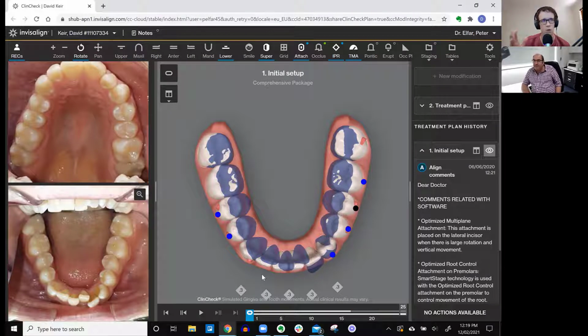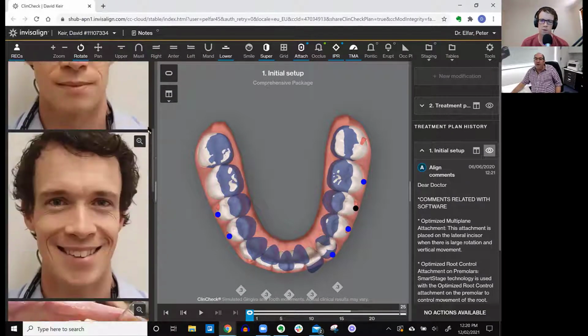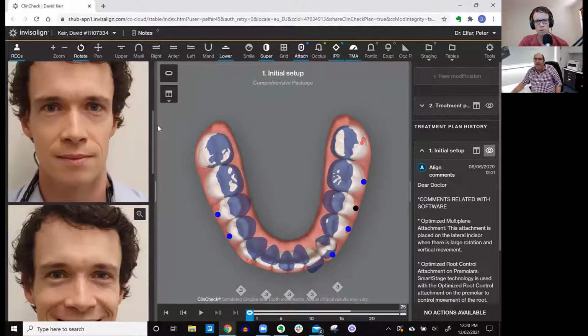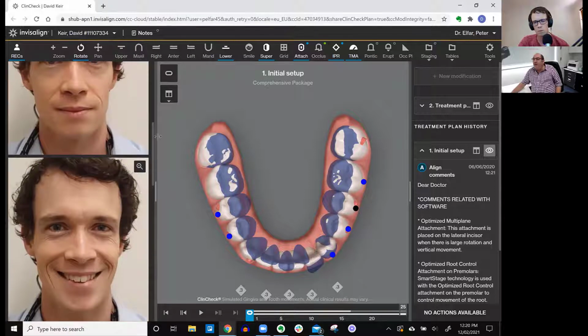So let's just ask one more question. Talking about records that we need, obviously we need impressions, scans, we need photos. Do we always need a LAT-CEF? That's a really good question. What I teach in the course, I think a LAT-CEF is really overutilised.